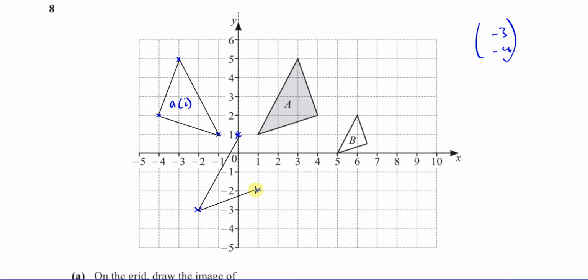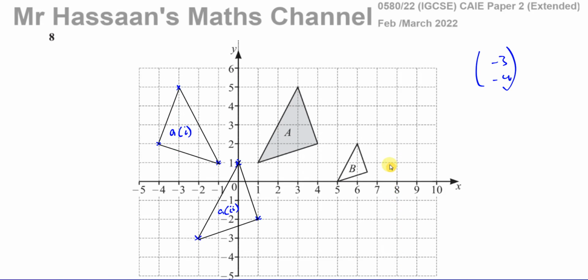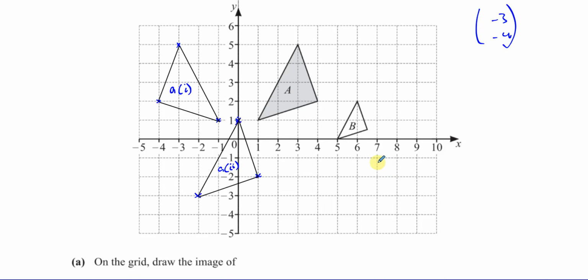So that's just a little check in case you want to make sure. Whenever you do a translation, the shape and the image will look exactly the same and the same way up. For reflection, of course, they will be reflected compared to each other. So this is the answer for A part 2. I'm going to put a little label here, A part 2, so it's very clear to the examiner which is which. So there is the answer to question 8A, part 1 and 2.